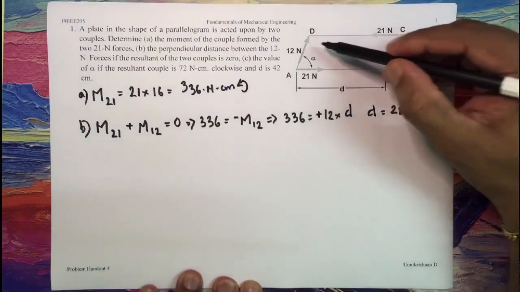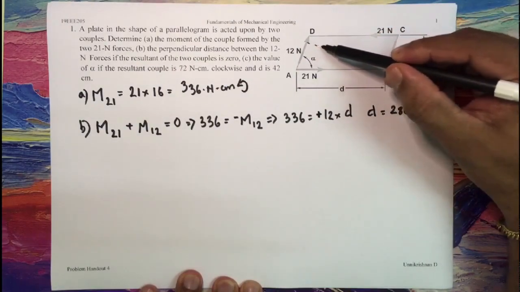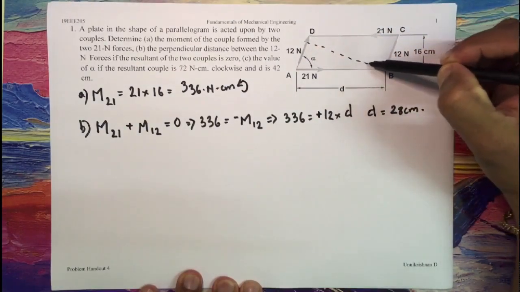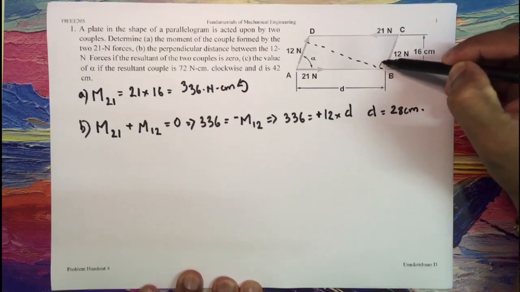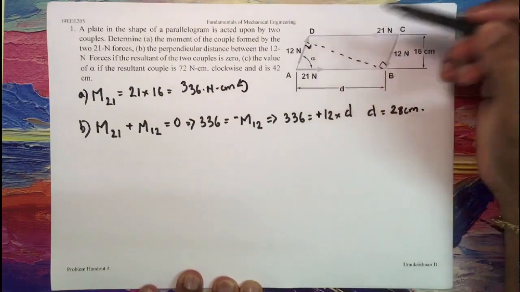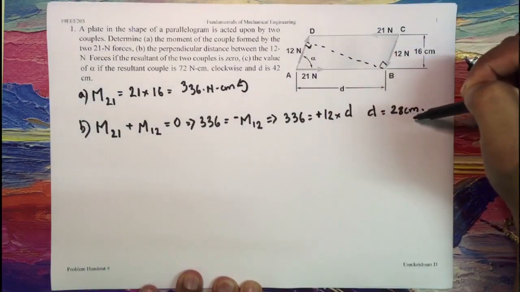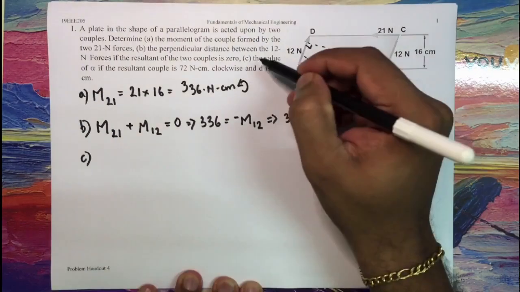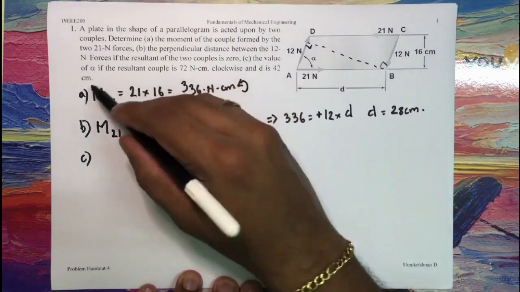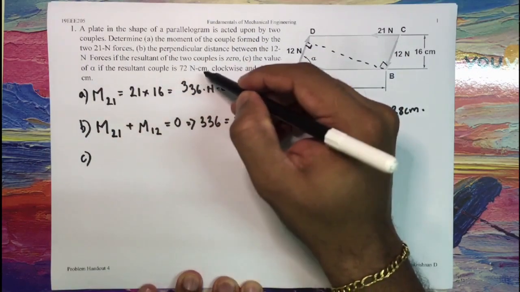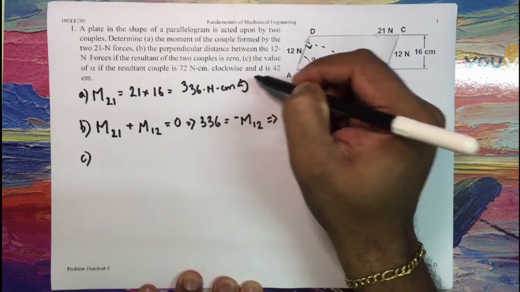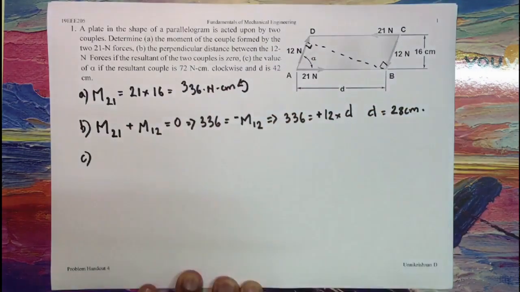And perpendicular distance, when I say, it is something like this: this angle is 90 and this angle is 90, and this distance is what we found as 28 centimeters. Let us move to part C, the value of alpha if the resultant couple is 72 Newton centimeters clockwise and D is 42 centimeters.